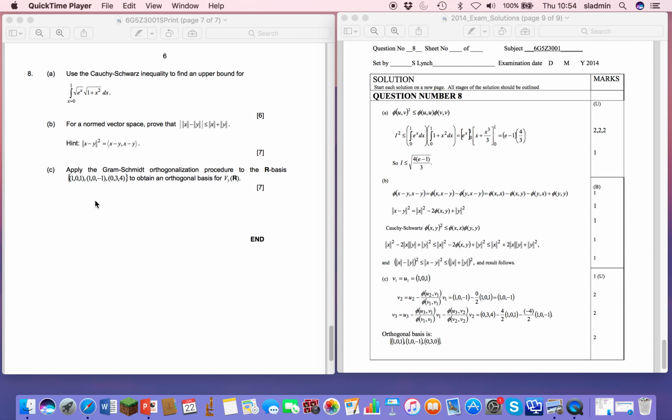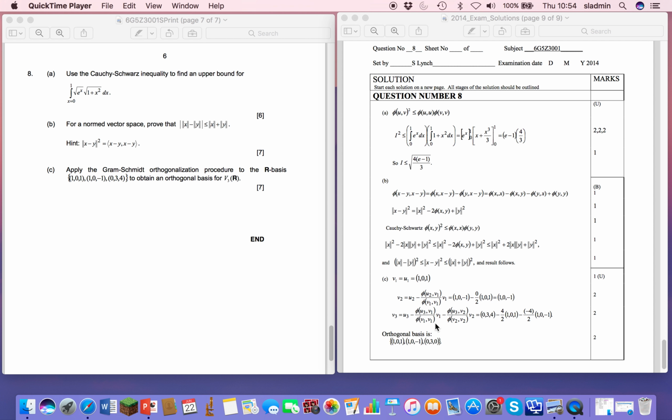For part C, we apply the Gram-Schmidt orthogonalization procedure, which is given on the summary sheet for your examination. So V1 is equal to U1, so that's just 1, 0, 1. V2 is equal to this expression. And remember, because we're dealing with three-dimensional vectors here, we take dot products. So if you take the dot product of U2, so here's U2, with V1, which we've got there, then you'll see that this one is 0. So V2 is in fact U2.